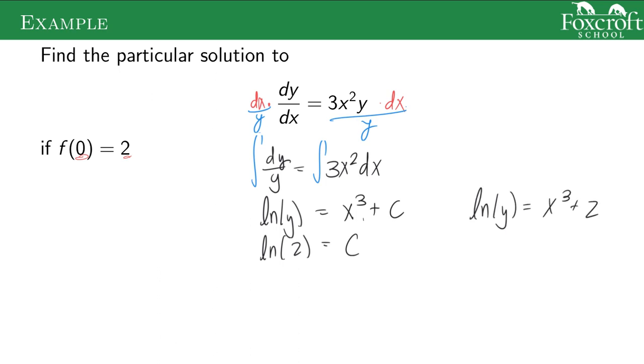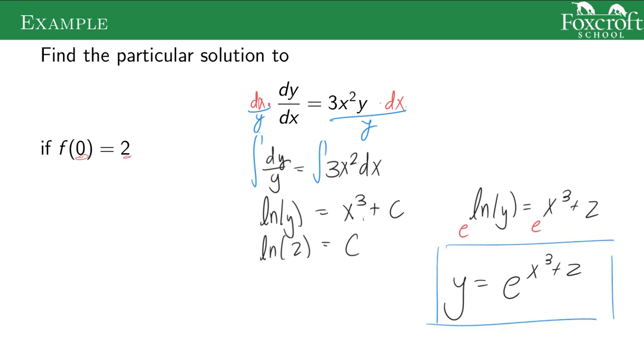And to get rid of that natural log, I raise both sides with an exponential. So y is e to the x cubed plus 2. That's the same steps we've done. Again, just that extra step of figuring out what c is along the way.